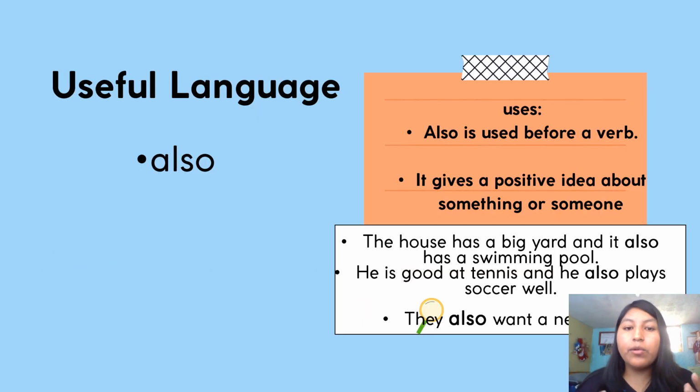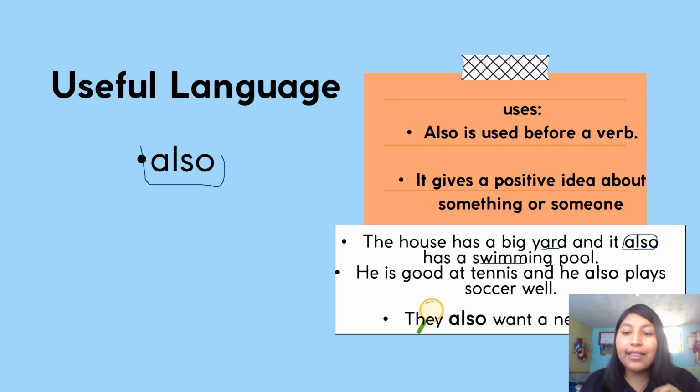In the reading, we have useful language that you can use to express ideas. For example, we have the word also. Also is used before a verb, and it's used to give a positive idea about something or someone. Also, you can add ideas with also. Let's read. The house has a big yard, and it also, can you see? It also has a swimming pool.